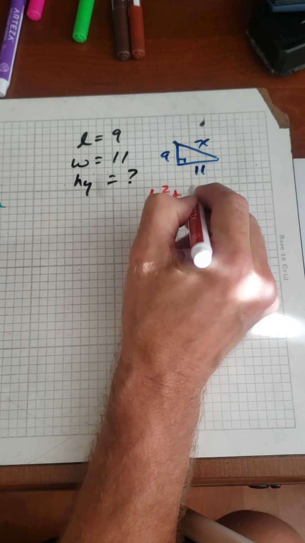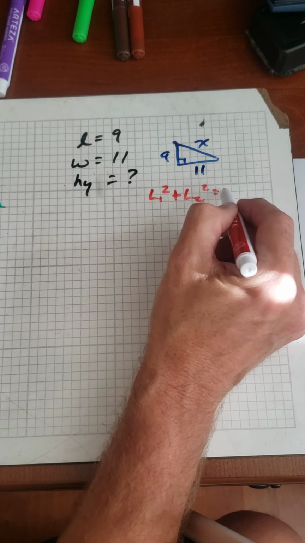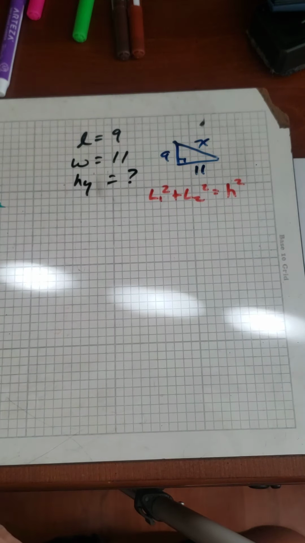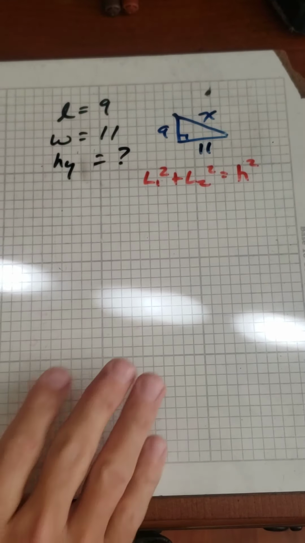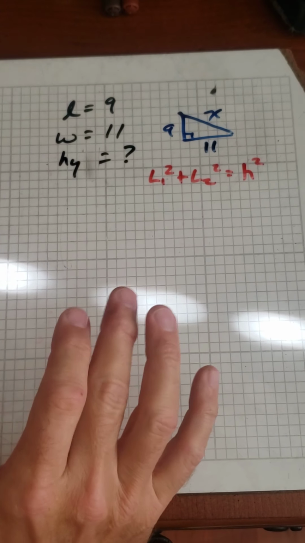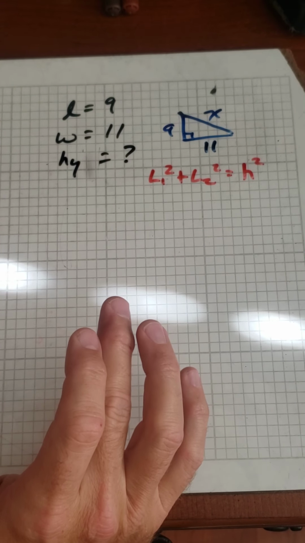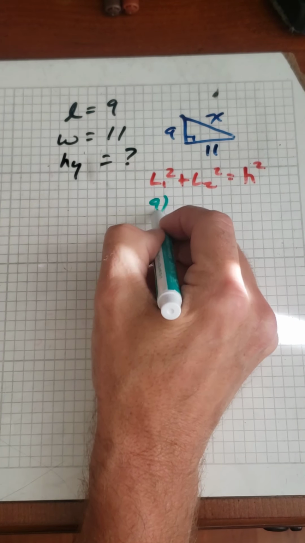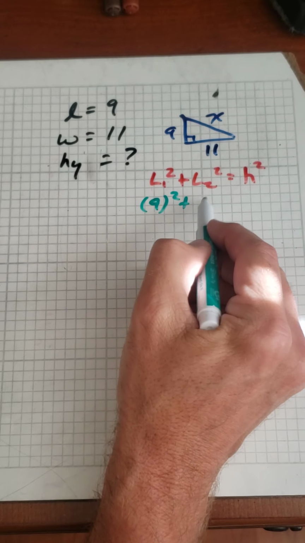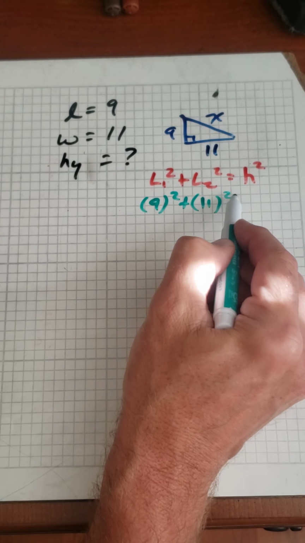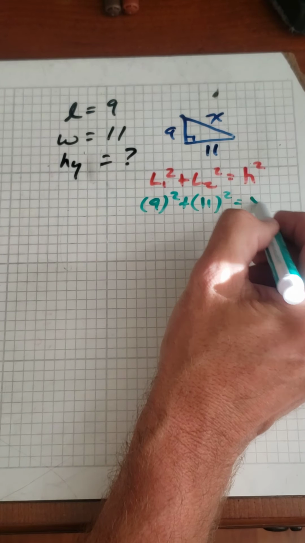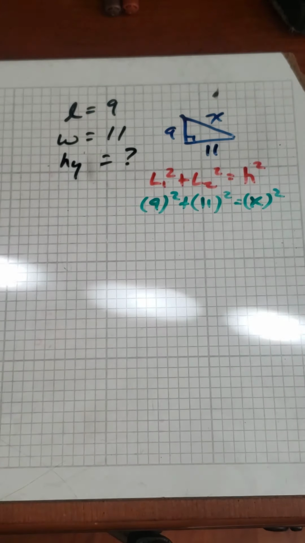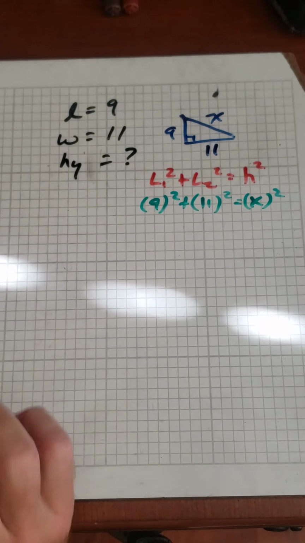All right, so now I'm going to start with my equation. L1 squared plus L2 squared equals hypotenuse squared. And zoom in a little bit, it's a little far away. Okay, so then I'm going to plug in my numbers. My leg 1 is 9 squared. My leg 2 is 11 squared. And then my hypotenuse is x squared. Every time I plug a number in for a letter, I use parentheses.